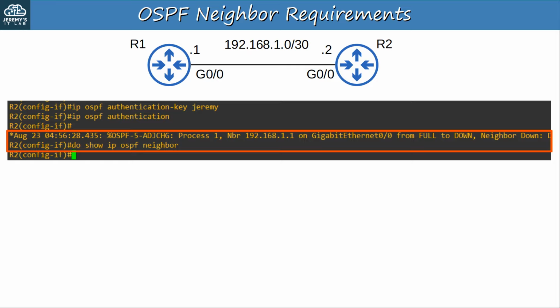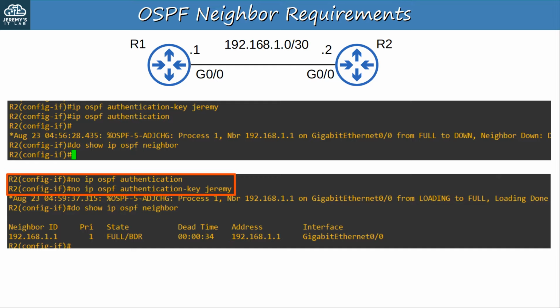Then the neighbor goes down, because R1 isn't providing R2 a matching password. Actually, I haven't configured OSPF authentication on R1 yet, so it's not providing R2 with any OSPF password. So to fix this, we could either configure the same authentication settings on R1, or remove the authentication from R2. I removed them from R2, and now the neighbor is back up again.